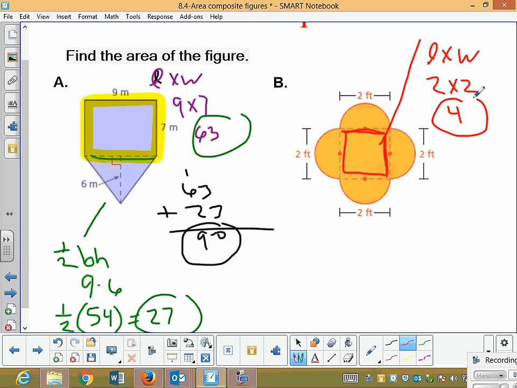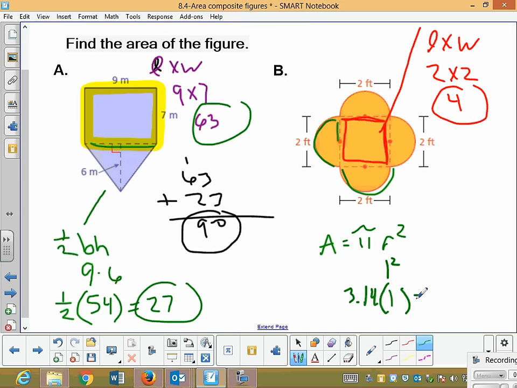So that's 1. Now, it seems like I have 1, 2, 3, 4 half circles. But if you think about it, 4 half circles is really how many full circles? 1 half circle, 2 half circles gives you 1 full circle. So really, I have 2 full circles. I know the area of a circle is A equals pi r squared, where my r is not 2, but half of 2, which is 1 squared. 1 squared is 1. Pi is 3.14, so 3.14 times 1 gives me 3.14. Now that's for a full circle.